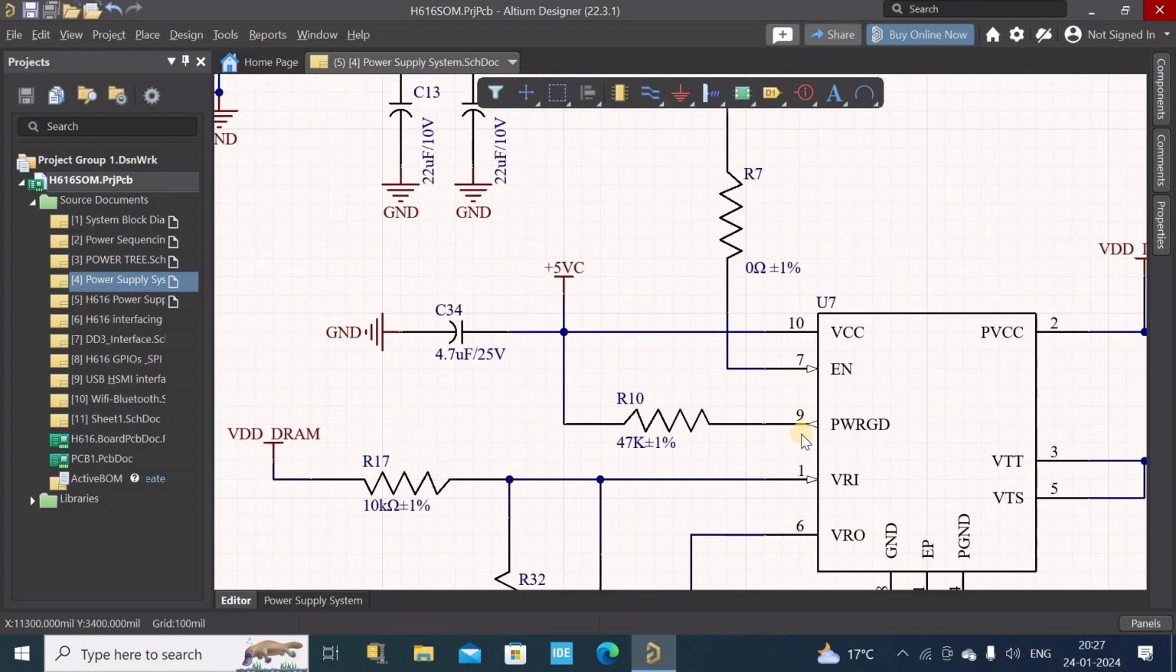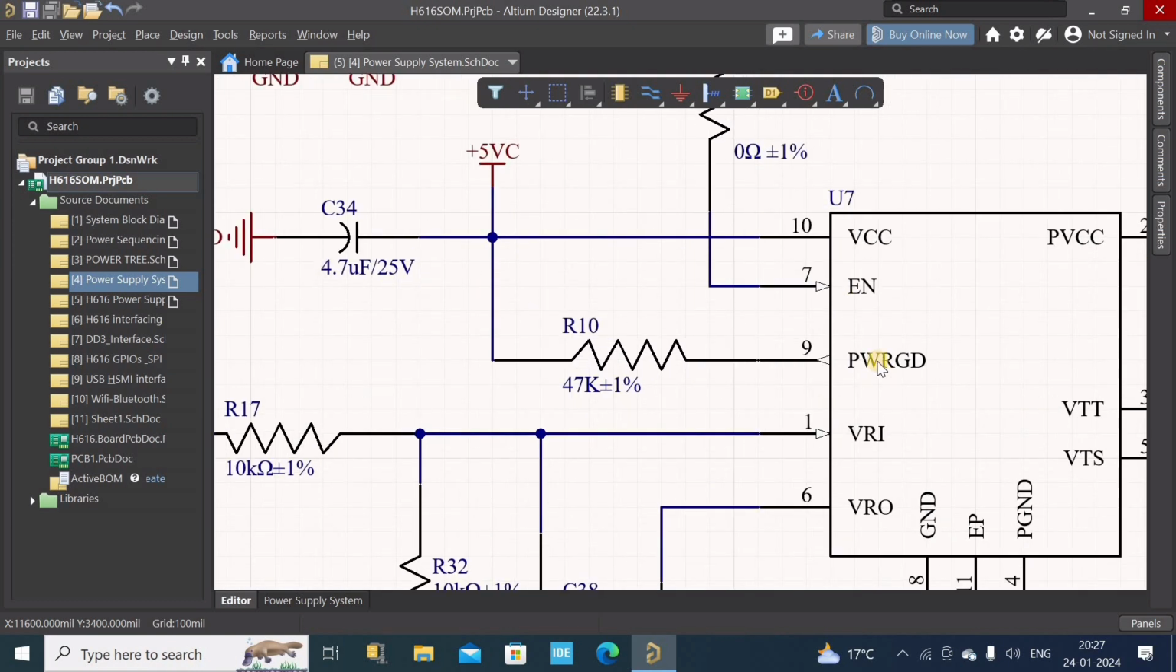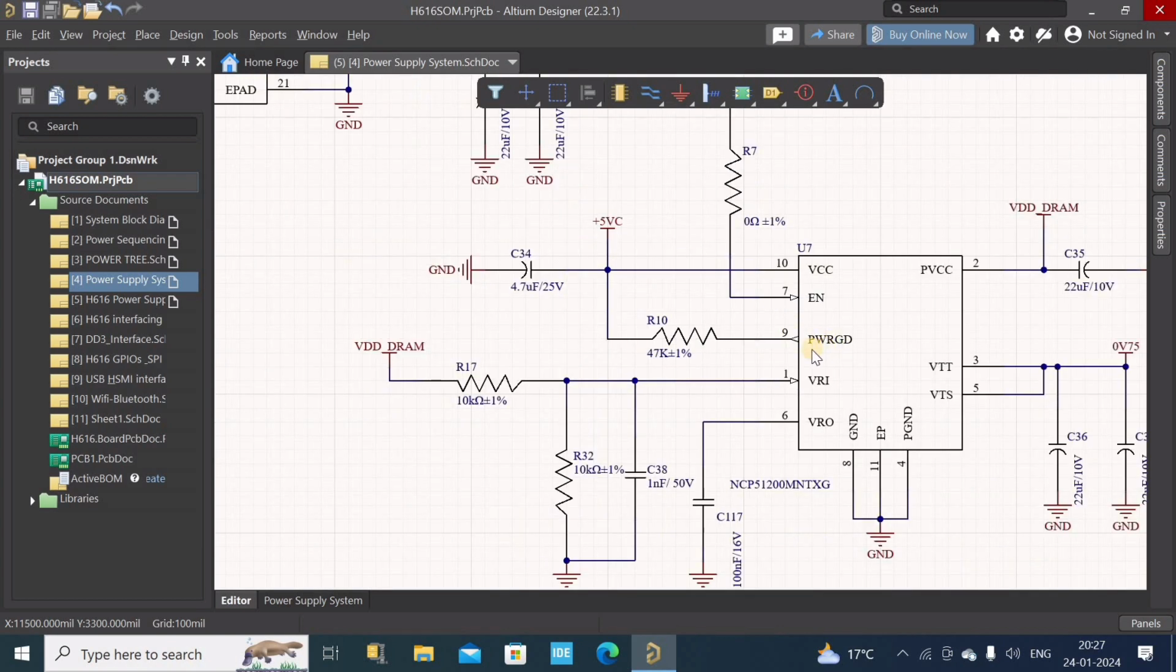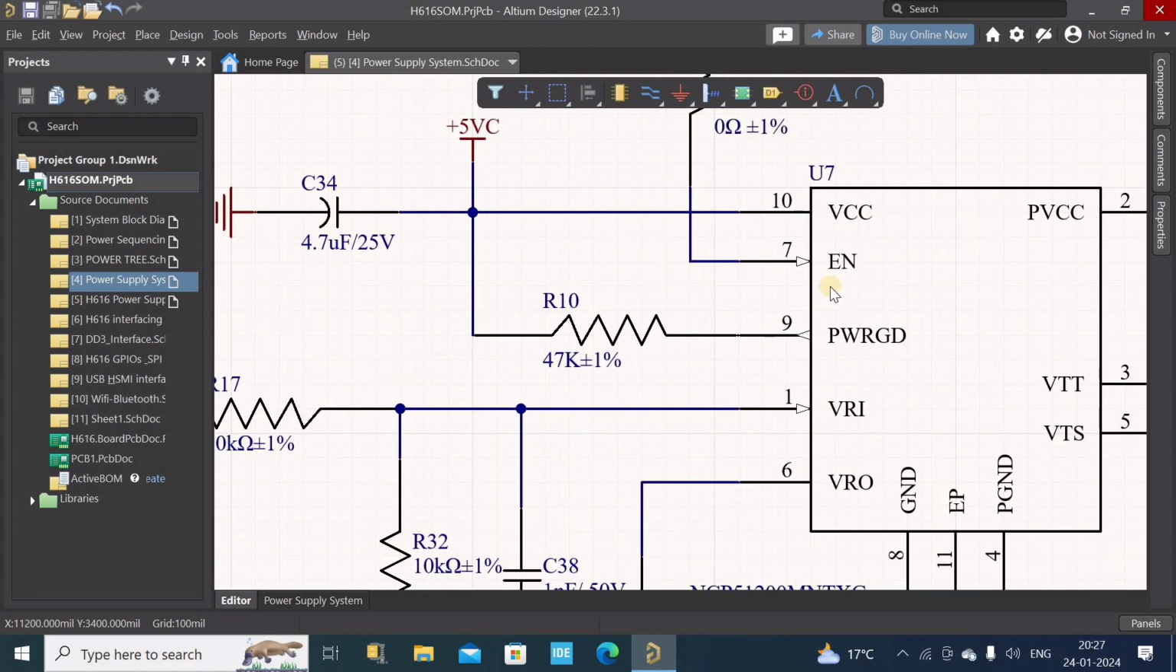And then in the middle, we have power good. And this is just for the indication that the system is functioning properly, and this is nothing but the output pin, and it is open drain, so it is connected to the VCC, this 5 volt DC, through 47K, and we're not going to use this in our case.